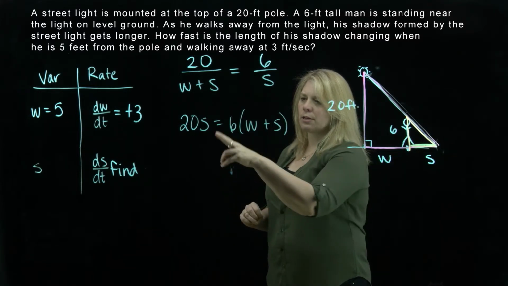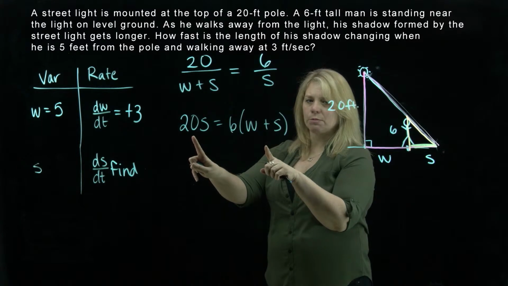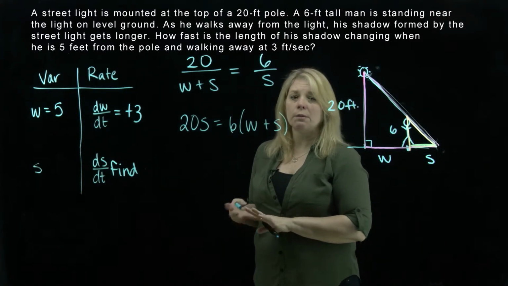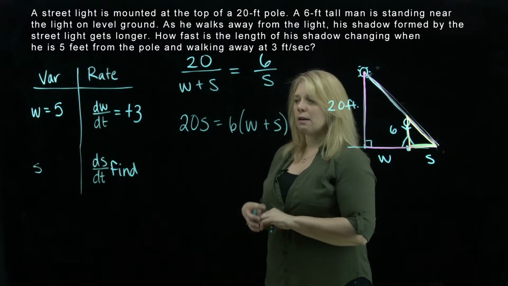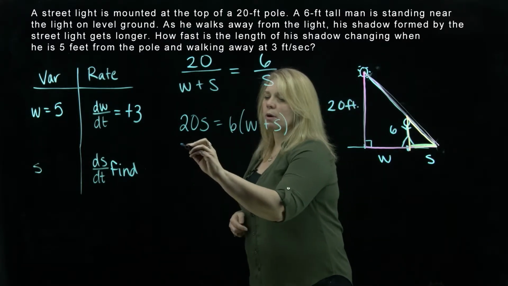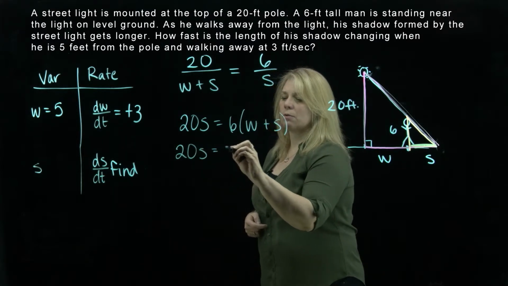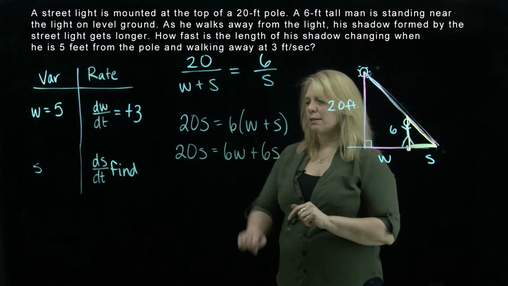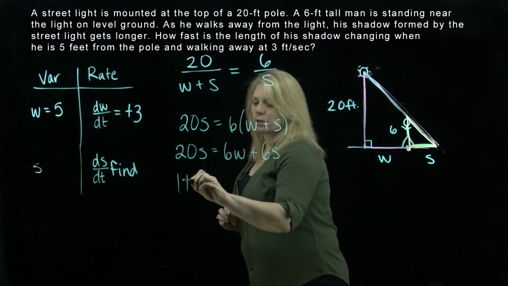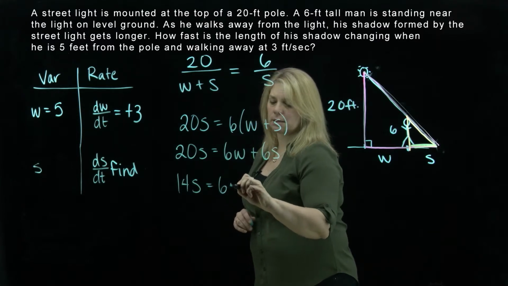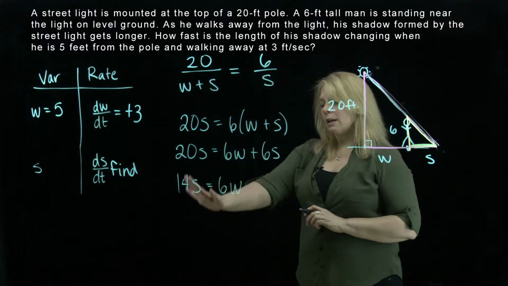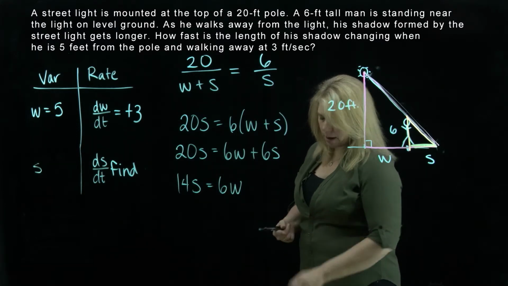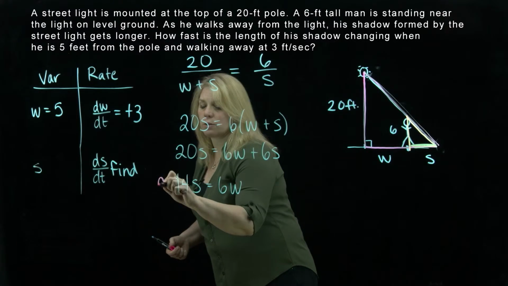I might notice that if I distribute on the right side, I'll have some S terms on both sides of the equation, and I could move those so that they're on the same side of the equation to simplify this equation a little bit before I find those derivatives. Okay, so 20S equals 6W plus 6S, and then I'm going to subtract 6S from both sides. So I'll have 14S equals 6W. Okay, I could continue doing more algebra if I want, but at this point it's a pretty simple equation. So I'm going to go ahead and differentiate both sides with respect to t.